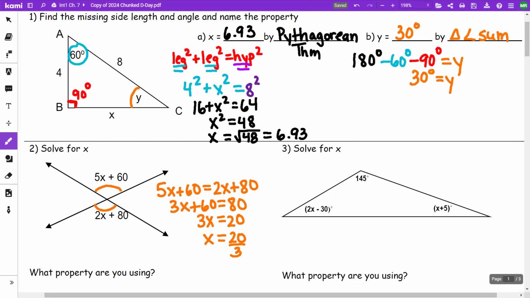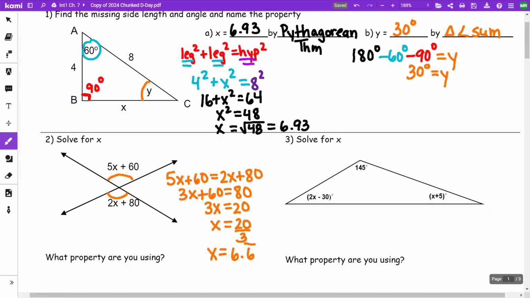When I take 20 divided by 3, you can leave it like that. That is acceptable. Or it is about 6.67, or 6.6 repeating, is what it is. Now, what allowed us to write this equation? Why did I say that these were equal? Vertical angles, which is what those are called, are congruent. And I'm going to write congruent using that symbol. That means congruent.